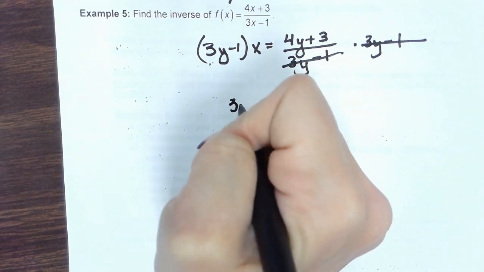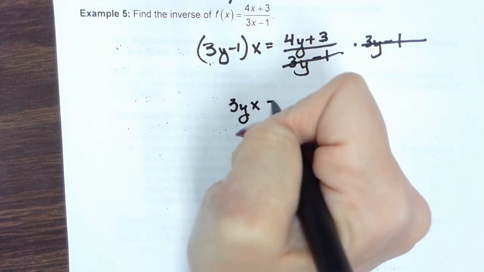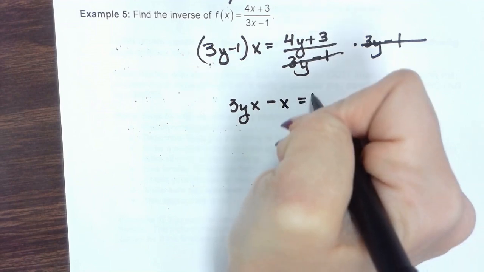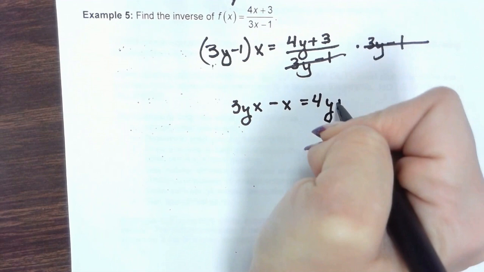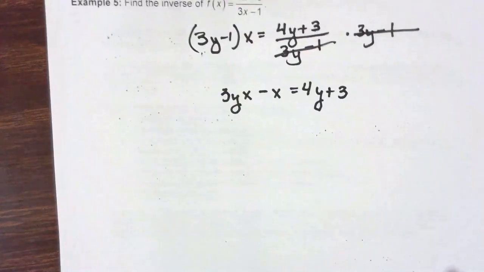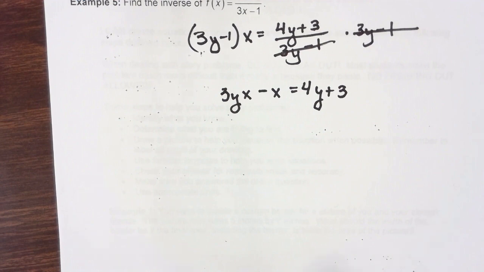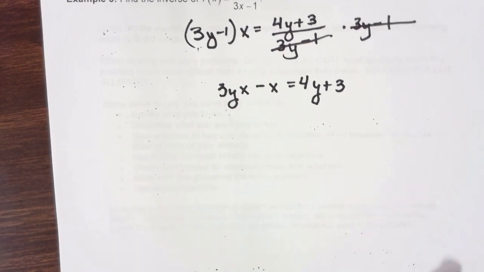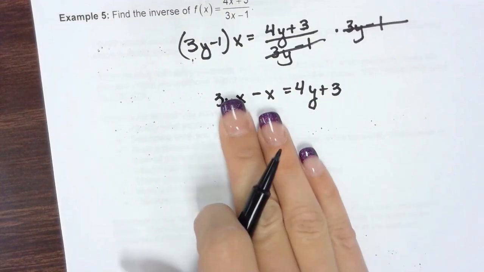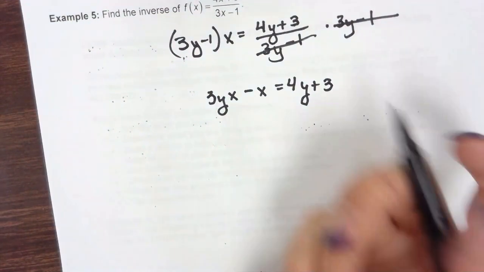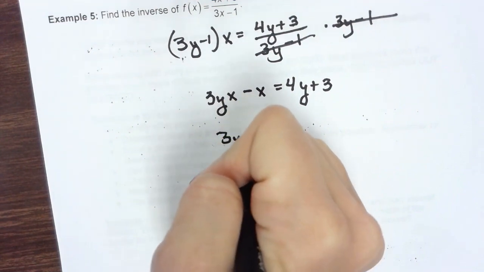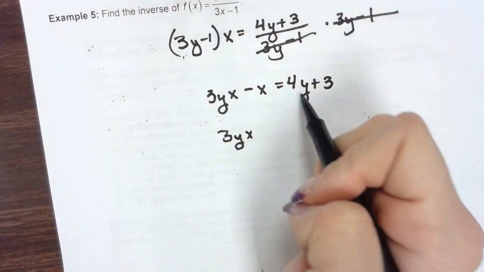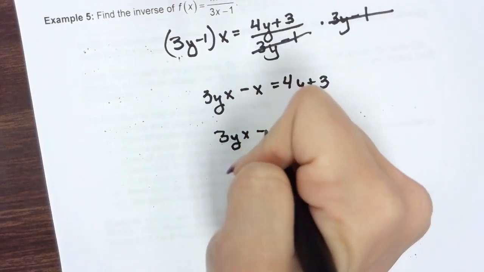Okay. Now your next move is you want to distribute that out. So we have 3yx minus x equals 4y plus 3. Now this is a new idea for most of you, and if you're going into higher level math, you'll be doing this all the time, so pay attention. Because we have two y's, we want to do something where we can factor out to have one y. To do that, we need all the y's on one side and everything else without a y on the other. So this 3yx stays. We're going to move this 4y over. We move it by subtraction.